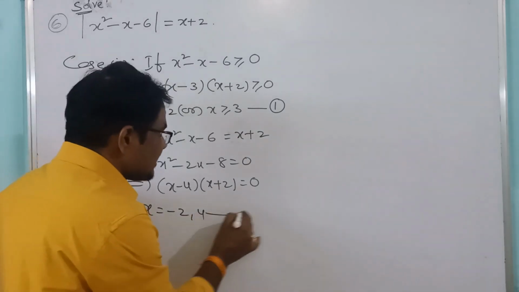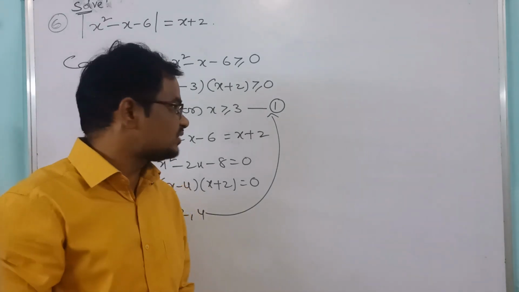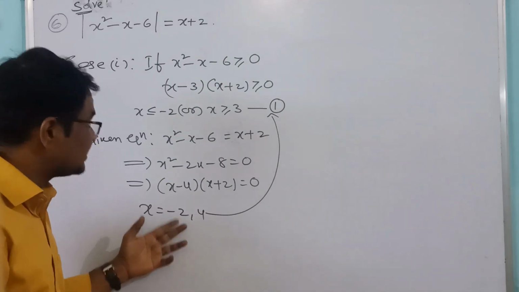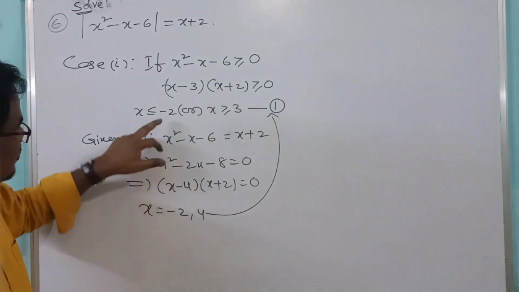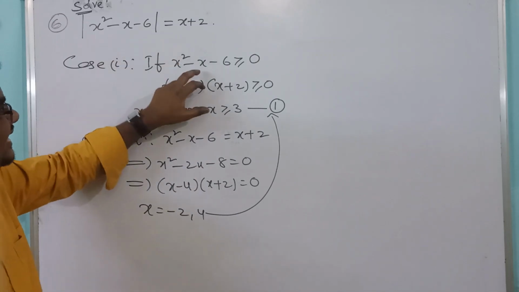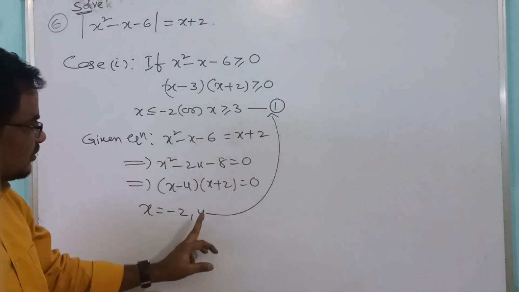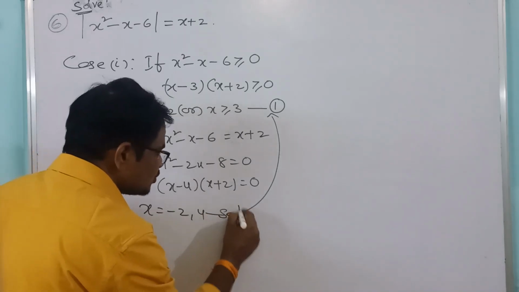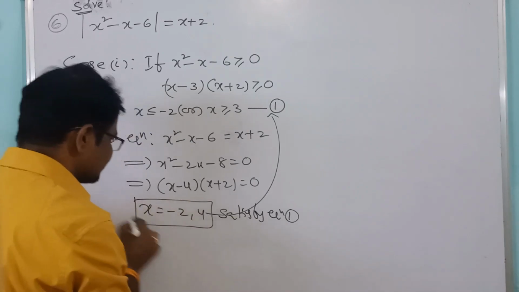After that, we have to check whether these values satisfy equation number 1 or not, because whenever it is greater than or equal to 0, only then do we get our solutions. x equal to minus 2 comma 4. So if you substitute x equal to minus 2 here, x equal to minus 2 is the solution of the given equation in this condition. And x equal to 4 also satisfies, so this is also a solution of the given equation. Means these two satisfy equation number 1. So therefore these two are solutions of the given equation.